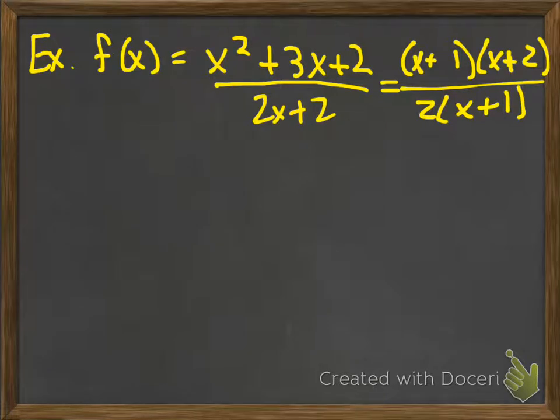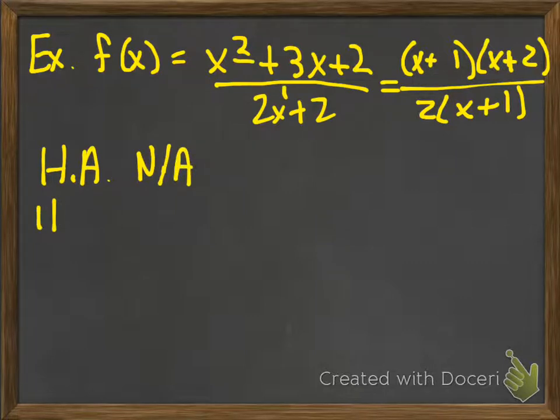Okay, here's another one. There's the original equation, x squared plus 3x plus 2 over 2x plus 2, and I've already shown you how it looks factored. Remember, plus plus is plus plus, 1 times 2 is 2, 1 plus 2 is 3. For 2x plus 2, I have x plus 1 with a 2 on the outside because I can factor out the 2. For the horizontal asymptote, there isn't one, because the x squared is greater than the x. The degree of the numerator is greater than the degree of the denominator.